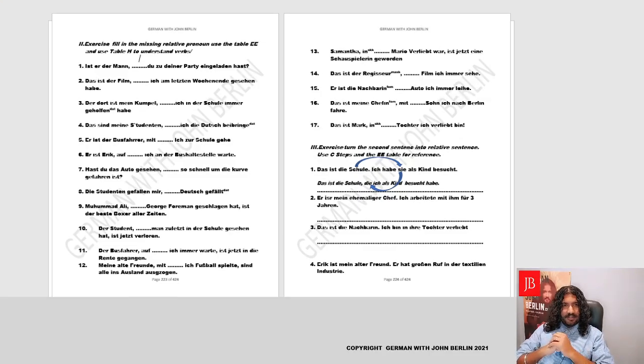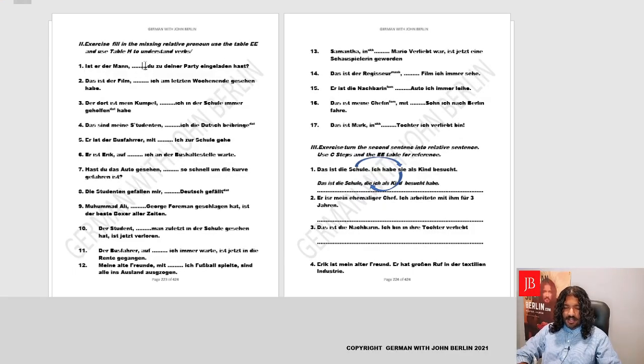All right, welcome back to the next part of the lesson of relative pronouns. So we'll be doing an exercise right now, and it'll be the same logic. We need to identify the relative pronoun, looking at the relative sentence. So let's get started. Number one, ist der Mann dash du zu deiner Party eingeladen hast?